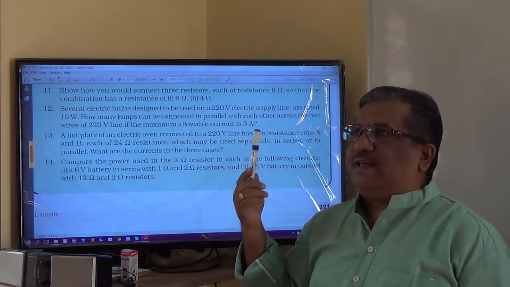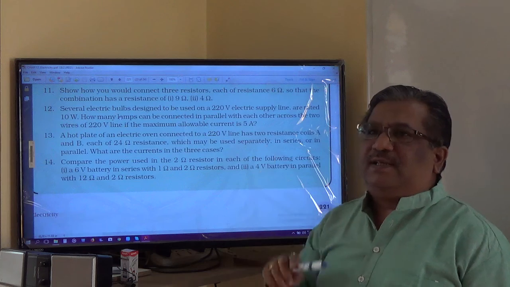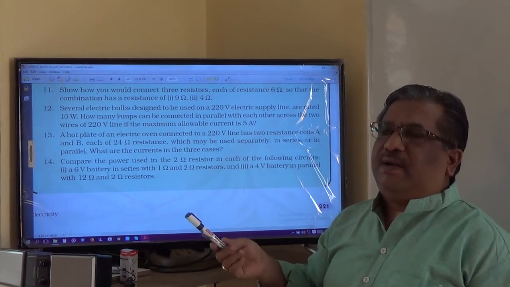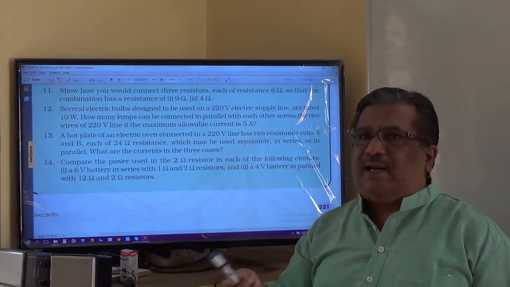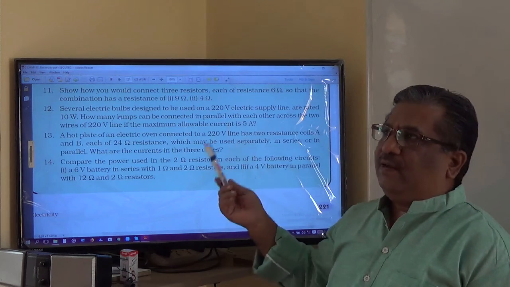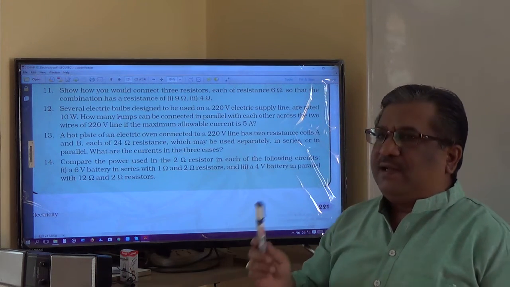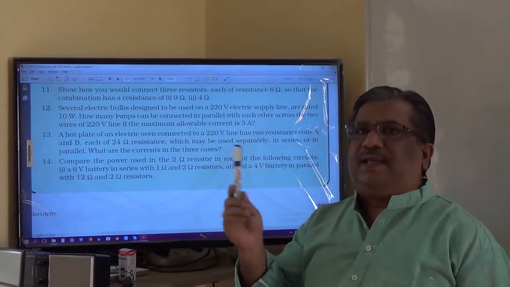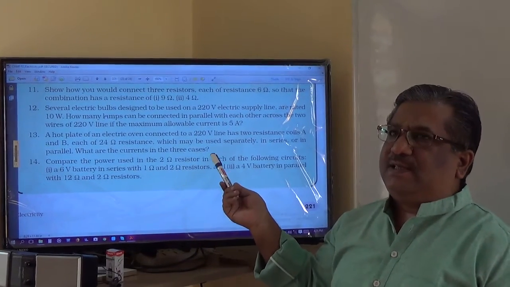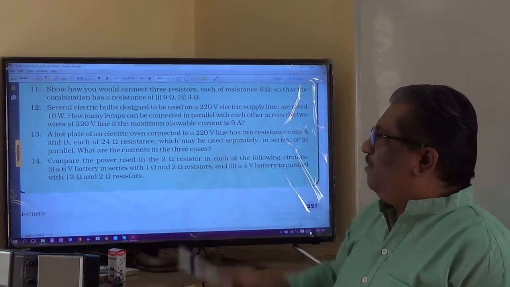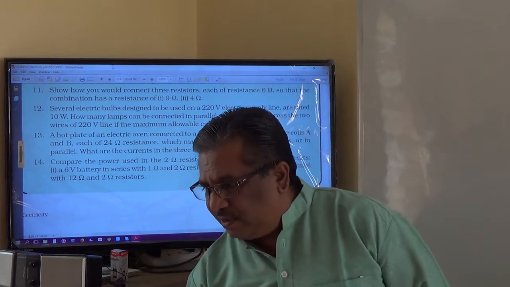When all the 3 resistors are 6 ohm, how do you get the least resistance? By combining all these 3 resistors in parallel combination. The moment you connect all these in parallel combination, the resistance will be lesser than the least of the resistors. So 6 is the least resistance, lesser than that will be definitely 4. You try it. Next question, 12th.